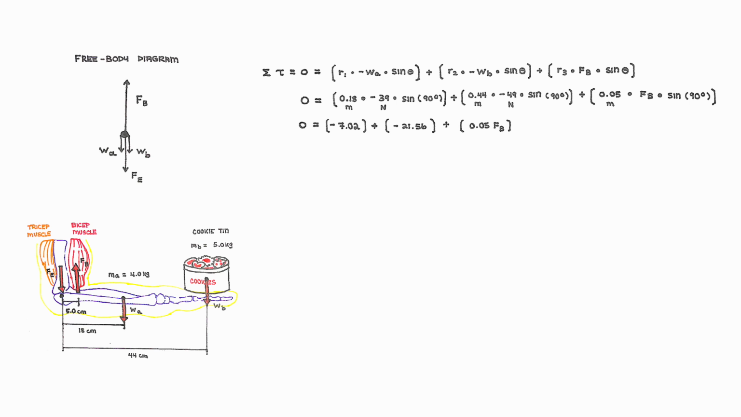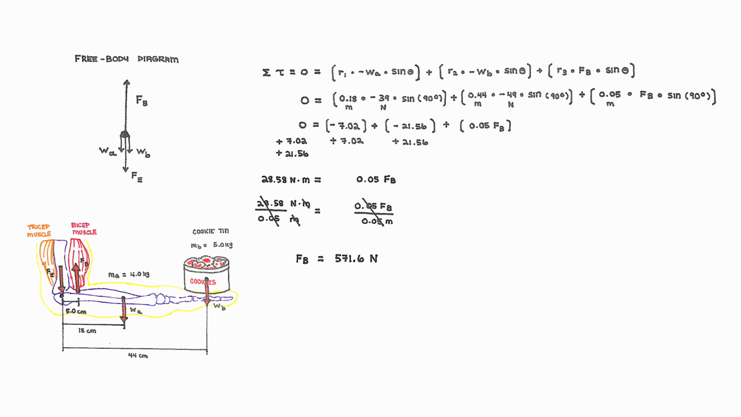In order to do this, we can add the torques of the forearm and the cookie tin on both sides, resulting in our new equation 28.58 Newton meters equals 0.05 FB. We can then divide 0.05 from both sides to isolate FB. As a result, the force of the bicep muscle should be calculated to be 571.6 newtons, or 570 newtons, since the values inputted in our equation all had 2 significant figures.